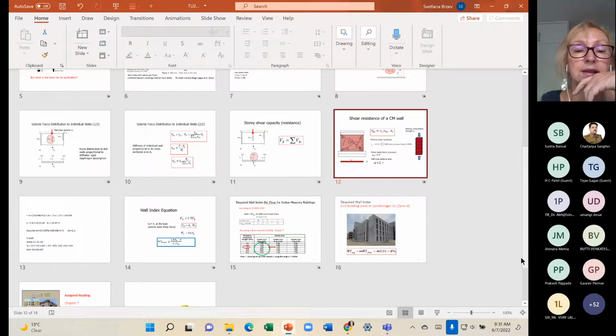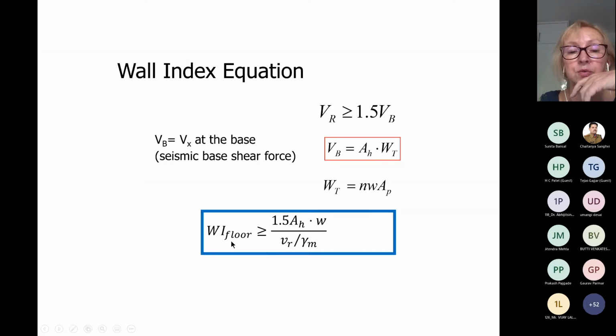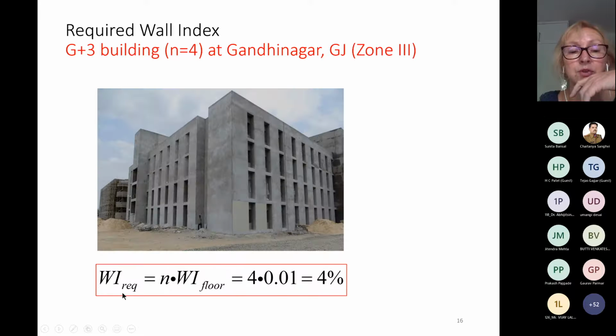Now, the next and the final equation is that this is not the end. This is giving you wall index per floor. So how is that different for wall index for building? Well, you need to multiply wall index per floor by the number of stories. So for this hostel at IIT Gandhinagar campus, which is G+3 or has 4 floors, we count 4 slabs or roof slabs, 4 levels. That means 4 times 0.01.